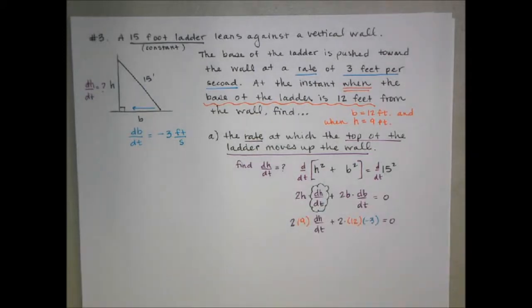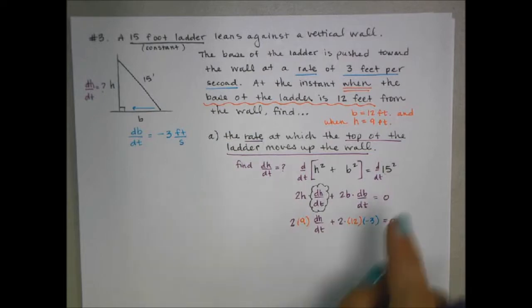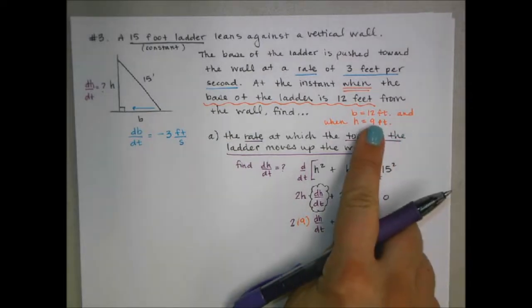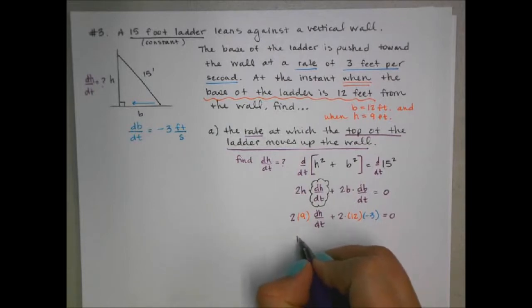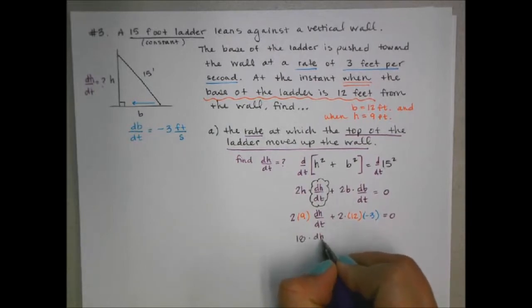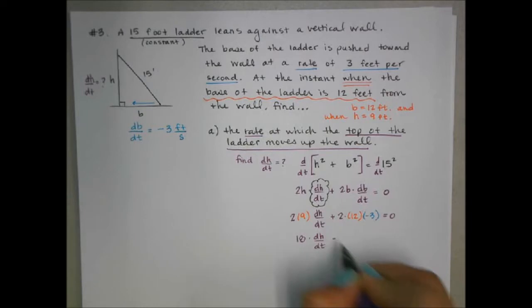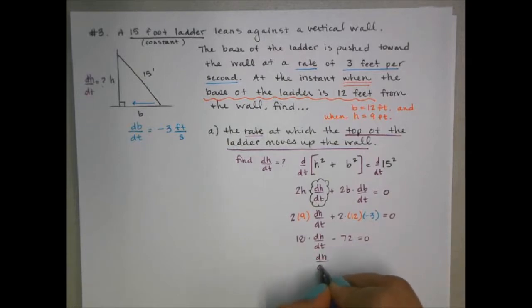Somehow we have to know h. So you're going to go back and use information in the given part of the problem. Right? So that's 18 dh dt minus 72 is equal to 0. So dh dt, we'll add 72 and divide by 18. It is going to come out to 4.